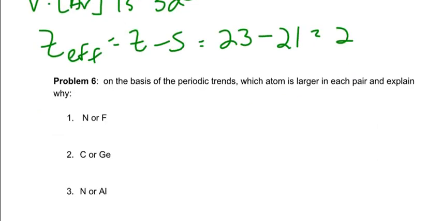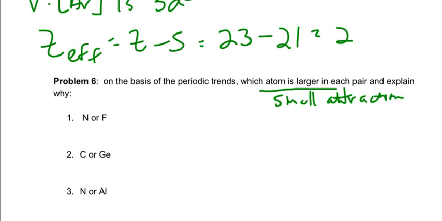On the basis of periodic trends, which atom is larger? Well, what does that mean? Do I have a lot of attraction or do I have small attraction? If I have a larger atom, that means I have small attraction. And what does that mean? If I have smaller attraction, tell me about effective nuclear charge. I have a lesser effective nuclear charge.